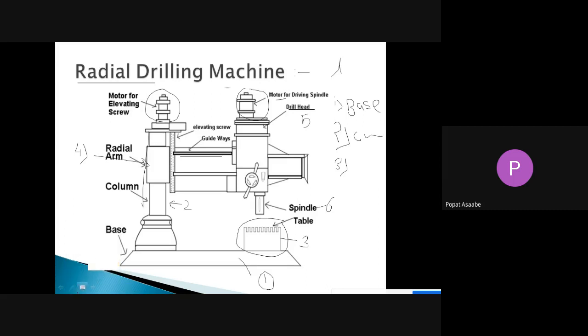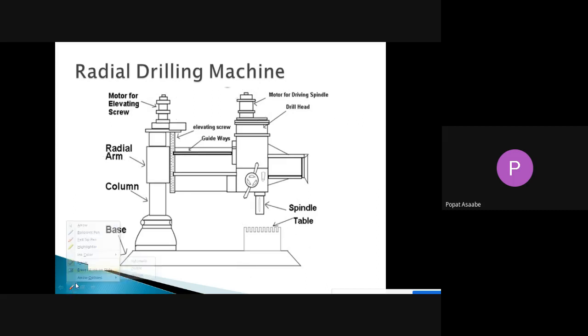What is the first part of the radial drilling machine? The base. What is the function of the base? The base is the bottommost part of your radial drilling machine. The base is made up of cast iron so that it has high compressive strength.